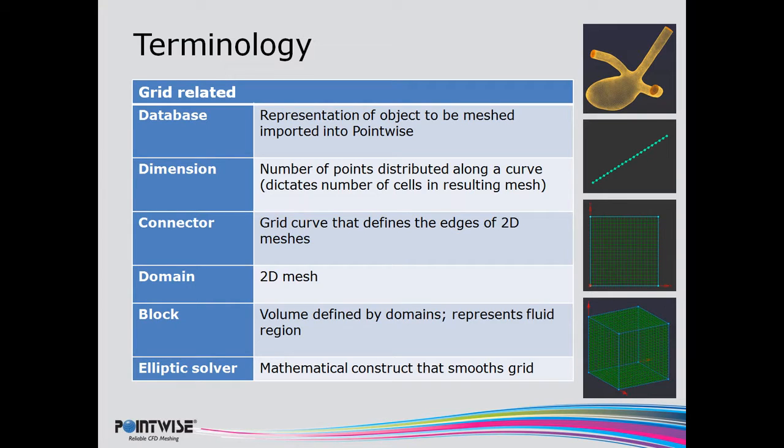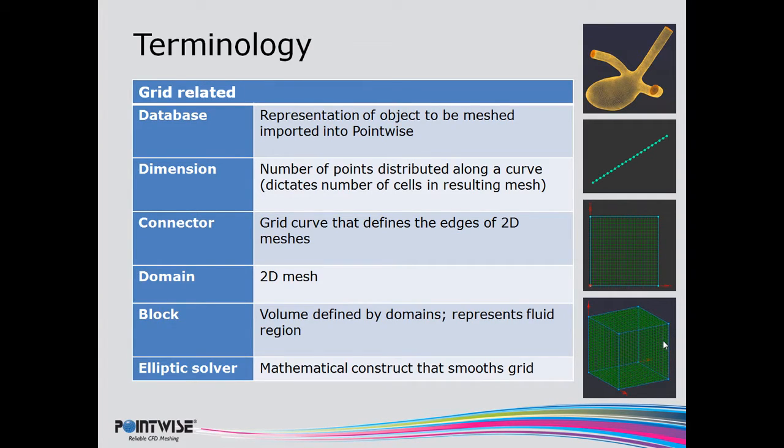And those connectors are then going to be used in sets of 4, or a minimum of 4, to define domains, which is a two-dimensional mesh. You can see here on the right, these are connectors, just a line with a number of points distributed along them. And then by gathering collections of these that are dimensionally balanced, as we call it, meaning that opposing sides have an equal number of grid points, you can create a 2D mesh, which we call a domain. And then lastly, we can collect these domains in groups of a minimum of 6 and form a fluid volume, in this case a cube, which we call a block.